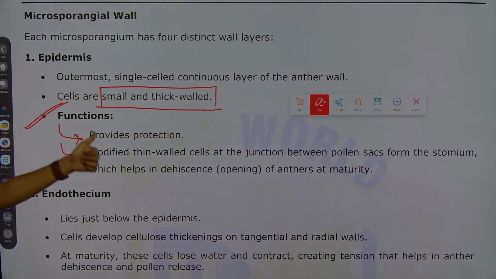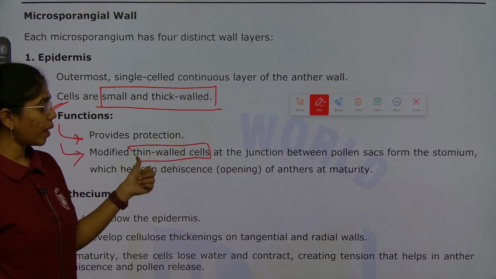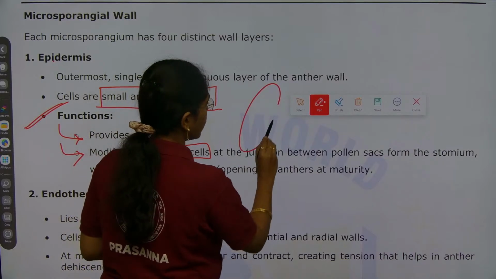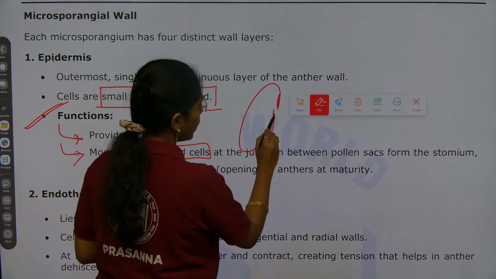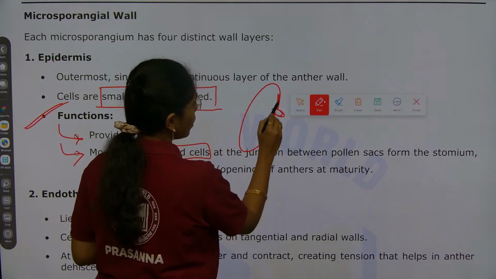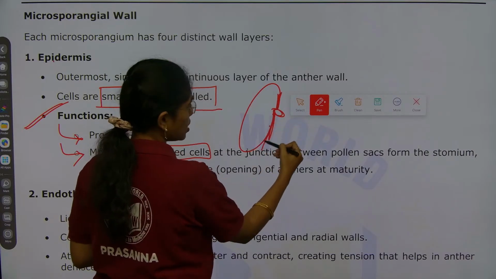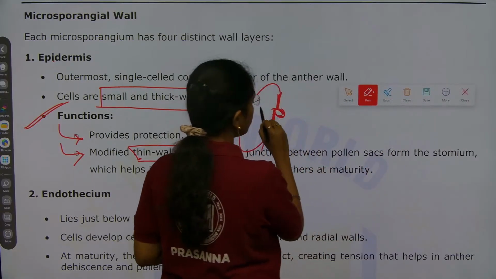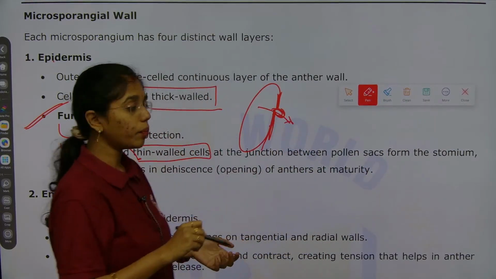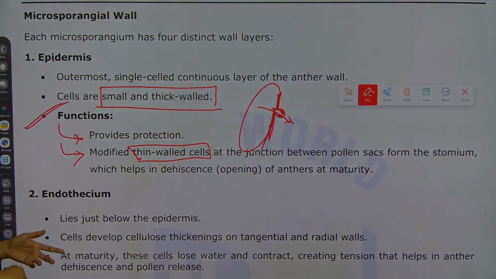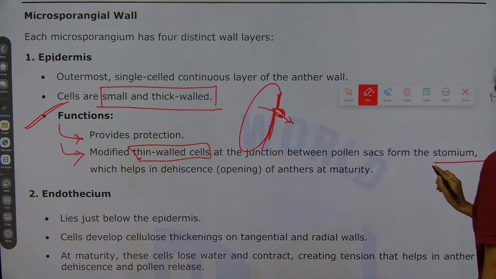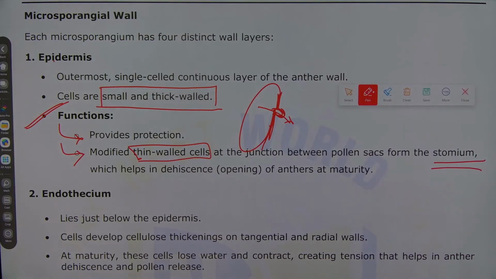So the modified thin cells of epidermis will form the junctions of the pollen sacs here. So the epidermal wall layer at the junctions will get thin walled cells, and they will get modified to what? Stomium, and this stomium region will help in the dehiscence of the pollen grains at their maturity. Okay, very important, you have to highlight the word stomium when you are writing the answer.